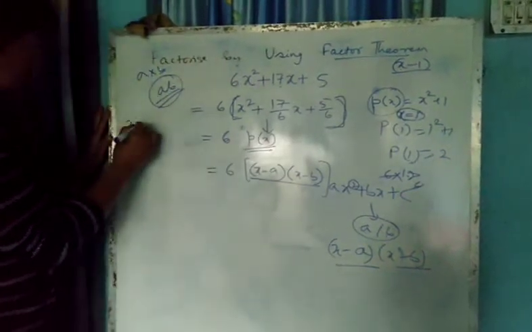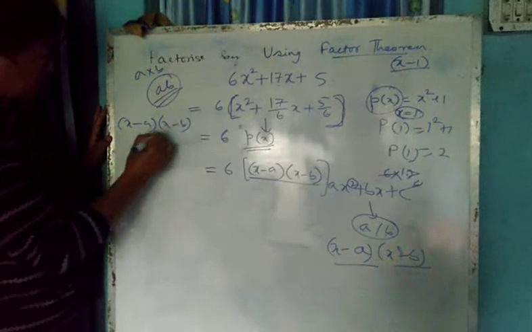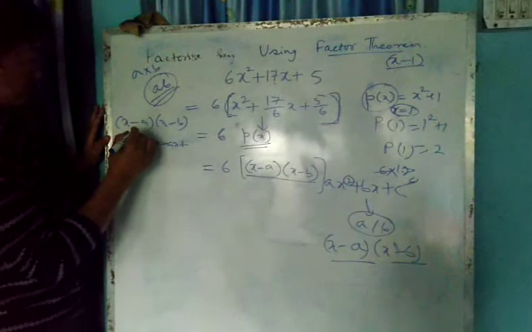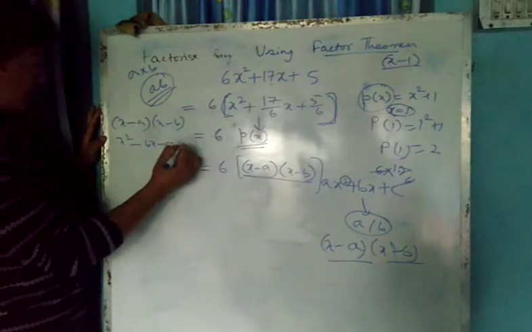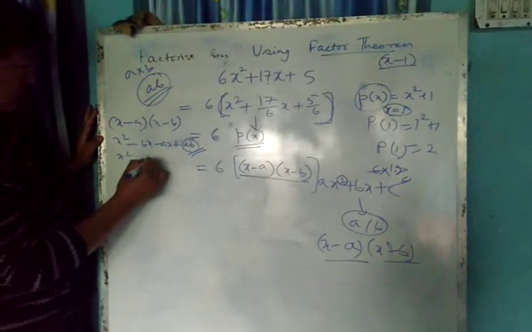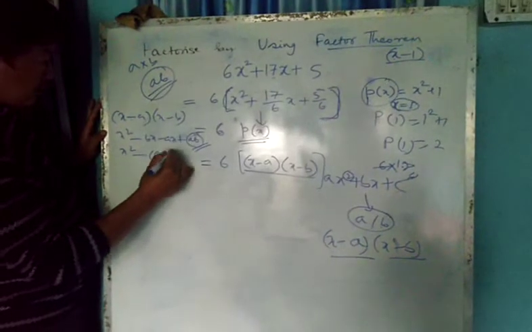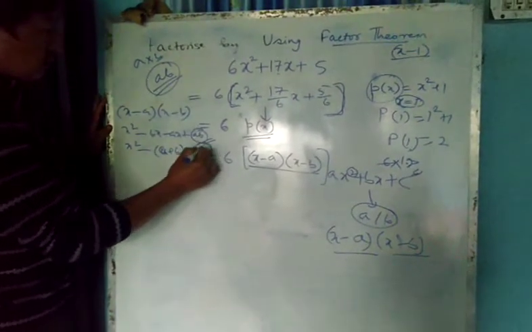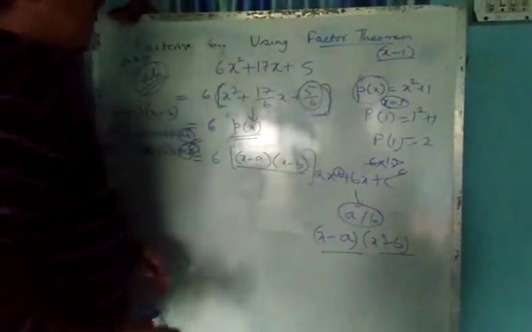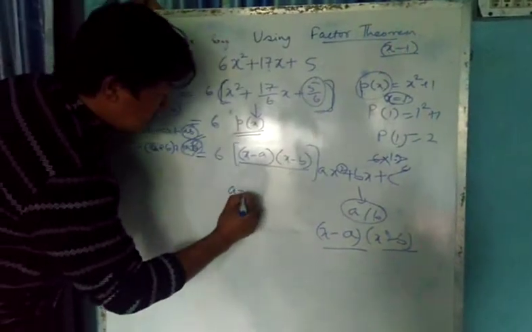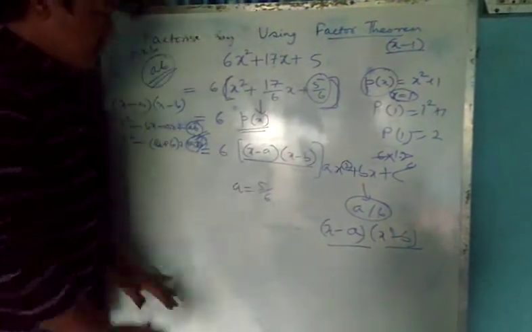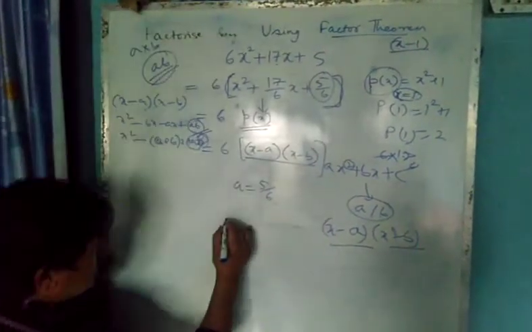If you multiply it, x minus a, x minus b, so x square minus bx minus ax plus ab. See, your constant term will come up. So x square minus a plus b x plus ab. So your constant term is nothing but ab. Here the constant term is 5 by 6, so that means your ab is 5 by 6. Now what are the factors of 5 by 6? Let us get going with the number 2.